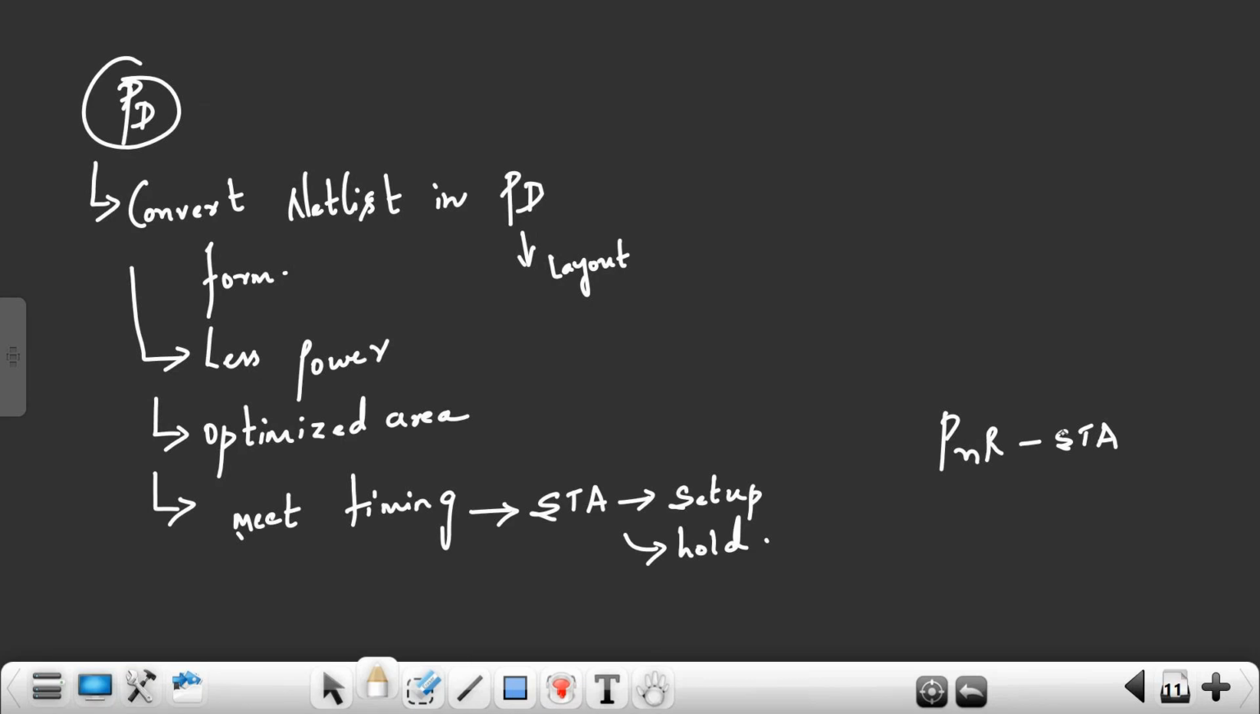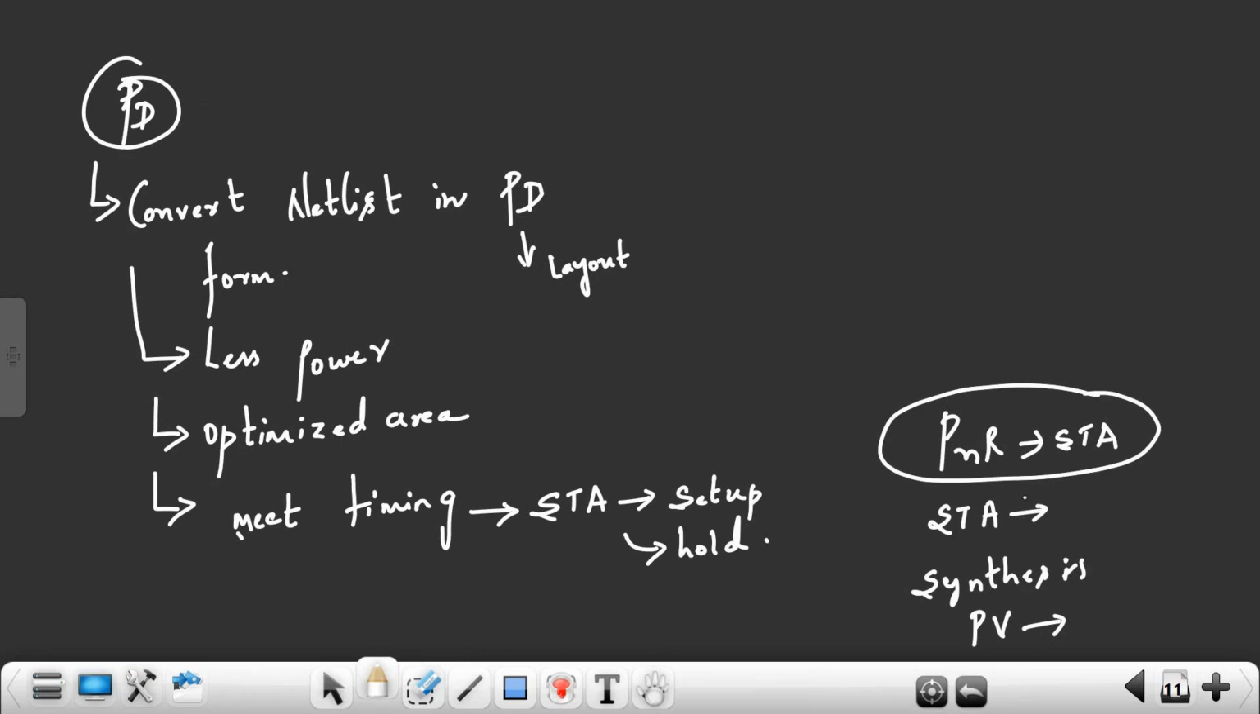Today is only a brief introduction. So you can enter as a PNR engineer, and in PNR you will also do STA. You can also enter as an STA engineer only. You can also enter as a synthesis engineer, or as a physical verification engineer. All these jobs you can enter if you do this course. In the majority of cases you will enter physical design. Some of our engineers are also working in STA and synthesis, and a few are working in physical verification.